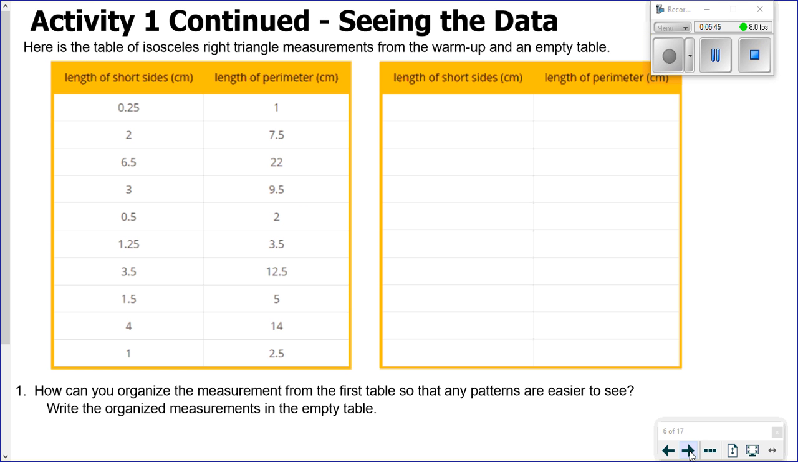All right, so you've got a set of data on page 3. It says, here's the table of isosceles right triangle measurements from the warm-up and an empty table.